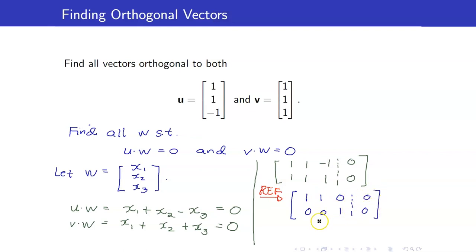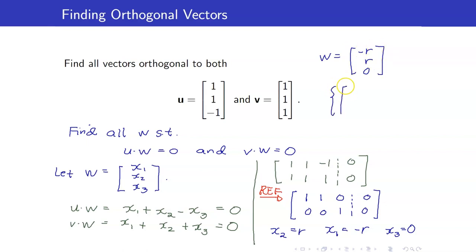And therefore, we have a non-pivot at the second column. So that means x2 is a free variable. Let's call it r. And x1 is equal to negative x2, negative r, and x3 is equal to 0. Hence, our w is of this form: negative r, r, 0.